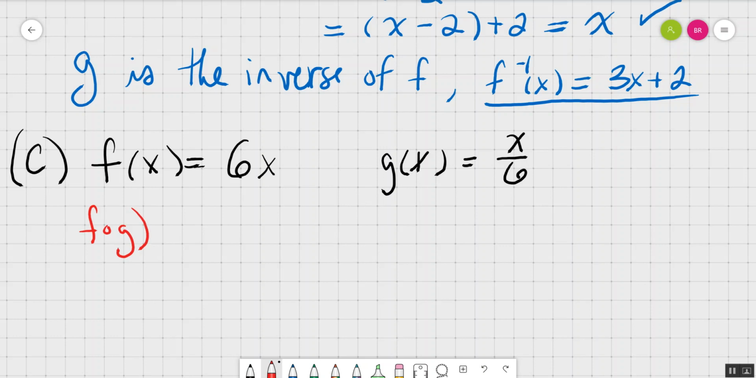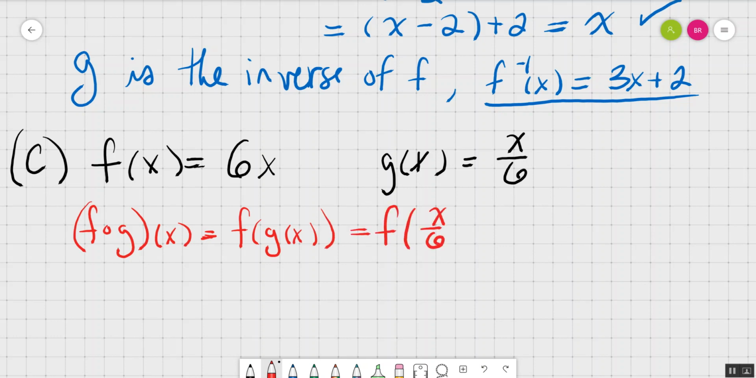F compose g of x. Okay, so this is f of g of x. And g takes x and divides it by 2, so we're going to have that happen first. I have said divide by 2 again. It's dividing by 6. And what's f do? It's going to take whatever you give me and multiply by 6.